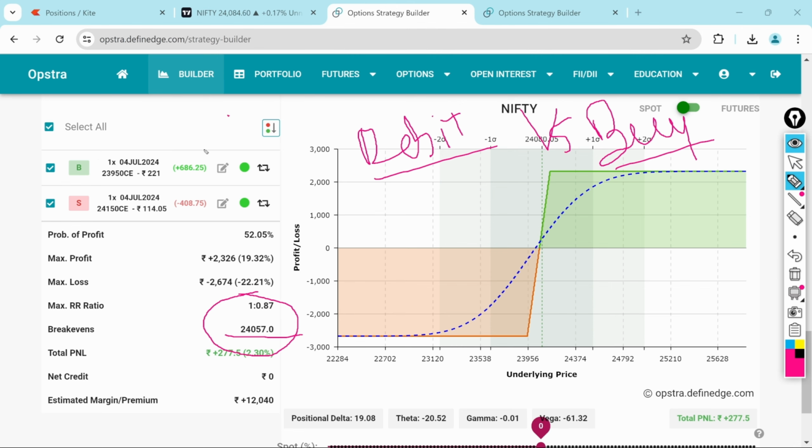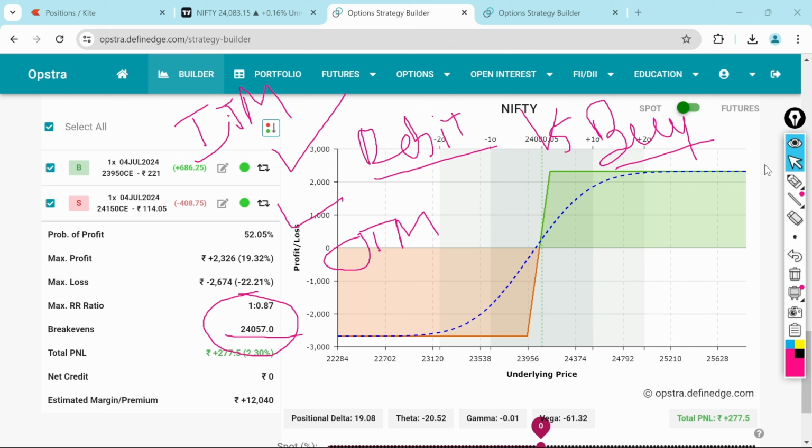Okay. In this particular example, what we have done is that we selected an in the money call option for buying purpose. We sold an OTM call. This is the OTM. Okay. The sell leg is OTM and the bought leg is in the money. That is also called an ITM. So if you don't know the difference between in the money, at the money and out of the money, I have done an exclusive video on that particular thing. I will share it in the description.